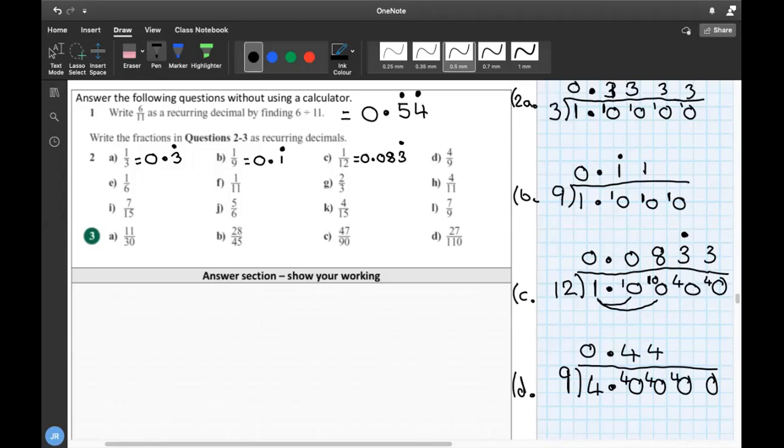And this is going to go on and on and on. So here, we're going to have 0.4 recurring. Now you may notice a bit of a pattern here. In question B, we had 1 ninth, and that was 0.1 recurring. In question D, we had 4 ninths, 0.4 recurring. So I'm sure some of you can make some predictions. What do you think 5 ninths would be? Well, 5 ninths, that will be 0.5 recurring, and so on.